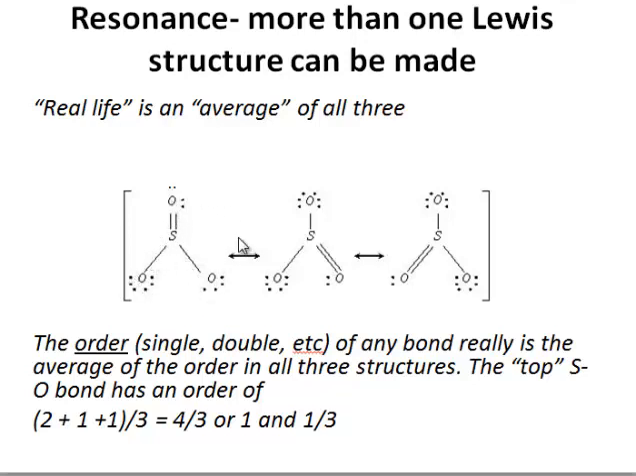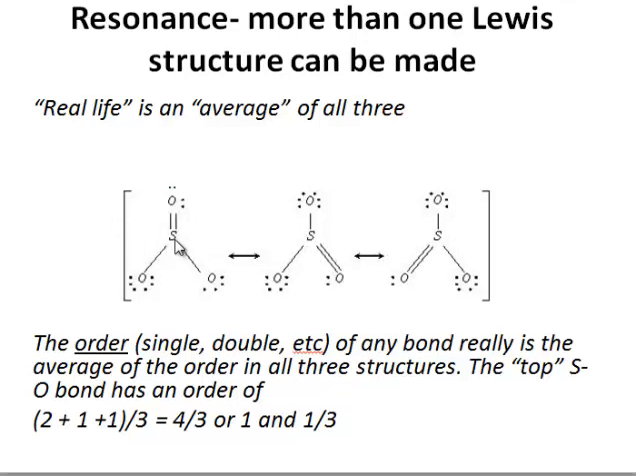There are two other different Lewis structures it's possible to draw which satisfy the octet rule. I show this one here, and I show this one here. This is an example of resonance: more than one Lewis structure can be made. Now you have to be careful with resonance.